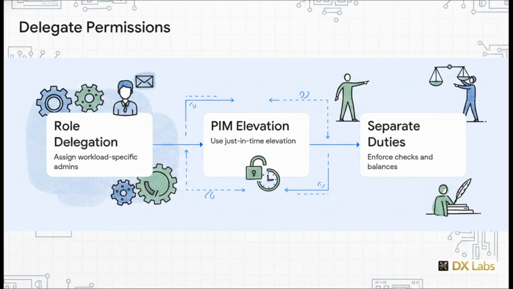First, role-based delegation. You want to assign workload-specific admins, so your Exchange admins should be the ones managing Outlook Copilot features. Second, privileged identity management, or PIM. This gives admins just-in-time access, so they aren't walking around with permanent high-level access all day, which shrinks your attack surface. And third, separation of duties. This creates critical checks and balances. For example, making sure the person who approves an AI agent is never the same person who publishes it.